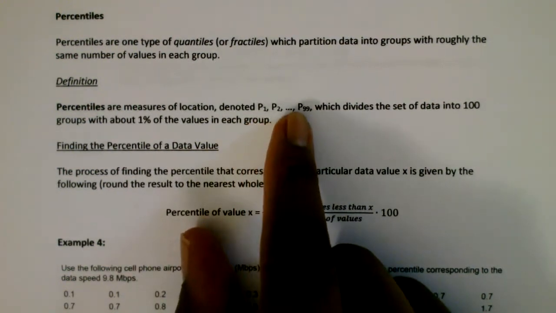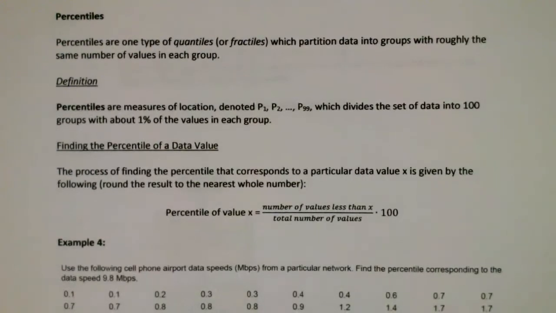That's going to be denoted by P1, P2, all the way up to P99. That divides the set into 100 groups with 1% of the values in each group. So let's think about this. P85 would represent the 85th percentile. That means on a standardized test, if you scored in the 85th percentile, you performed better than 85% of the individuals that took that same test that you took. That's what we mean by percentiles.